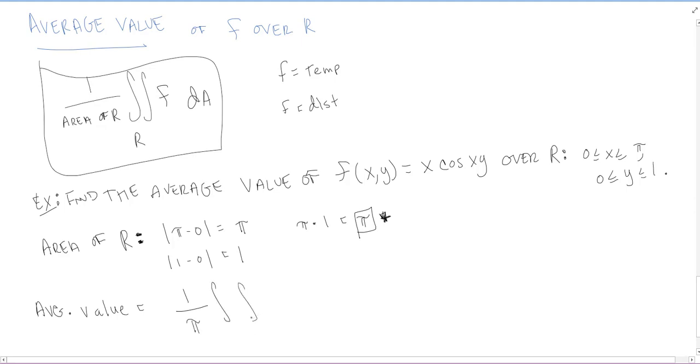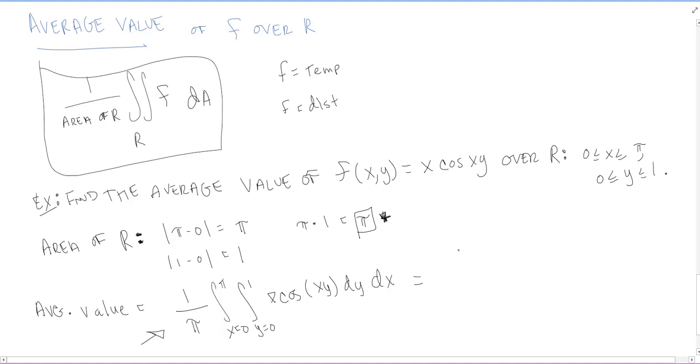In this case, as far as integrating goes, we can go with respect to x or y first. In this particular one, I'm going to say it's easier to integrate with respect to y first, so dy dx. Then y goes from 0 to 1, x goes from 0 to pi, and then we just start integrating. The only difference here is that we have to remember this part in the front. Dividing by the area gives us what's called the average value.